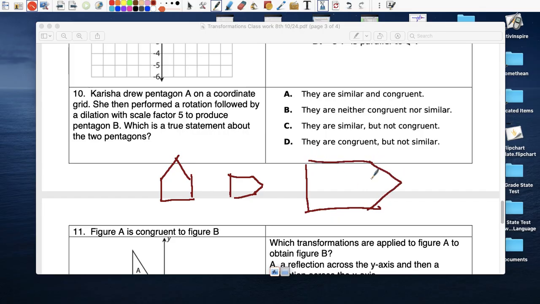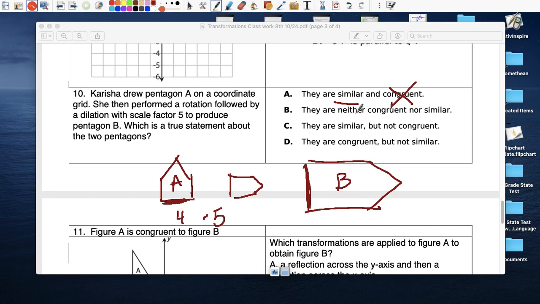What is true about the two pentagons, about this pentagon and this pentagon? They're similar and congruent. They are similar. Are they congruent? No, because they're not the same. Remember, congruent means that this, for example, which measures, I don't know, 4, would match this one, which measures 4. It can't because it got scaled up, right? If that was a 4, it got multiplied by 5.